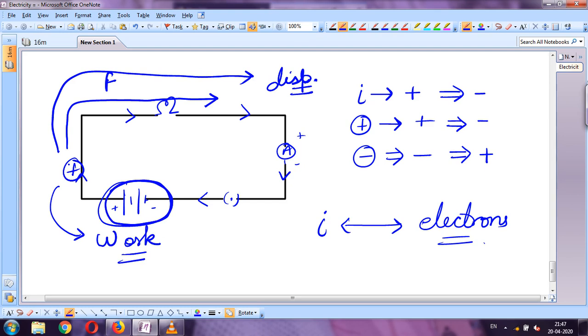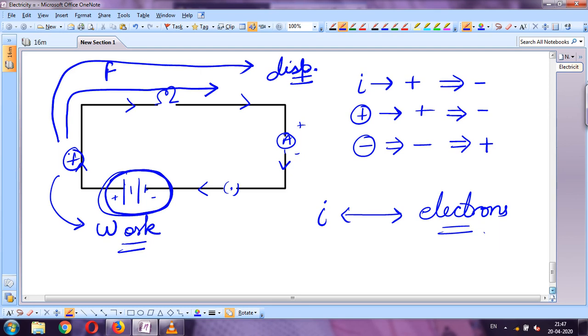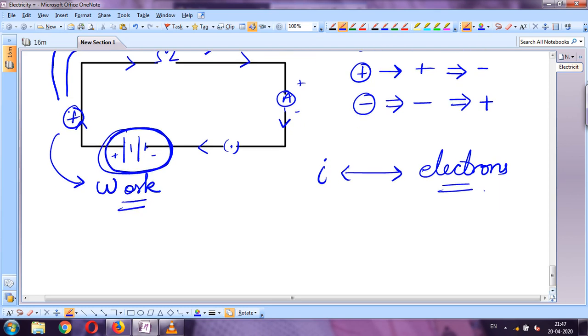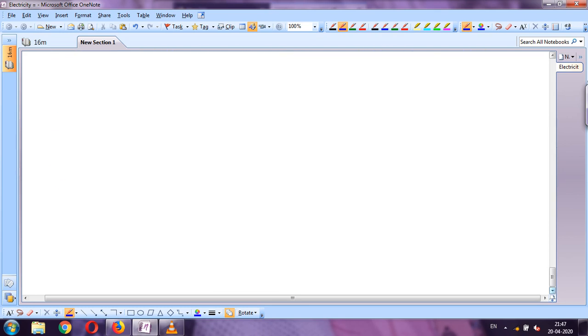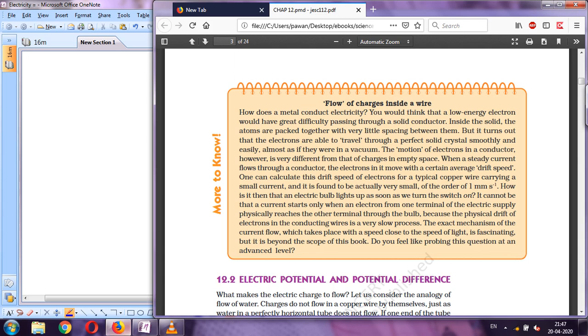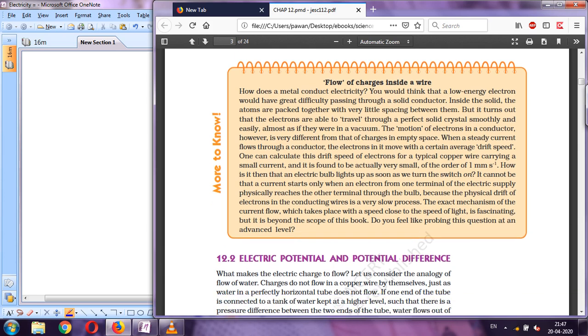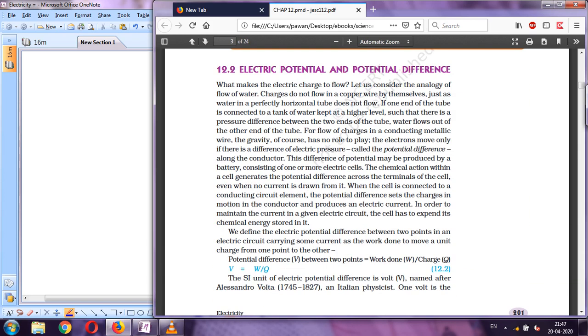If this battery is doing that work, then this fact we will use to study one important topic. And what is that important topic? That important topic is electric potential. In electric potential and potential difference, we will be using this.